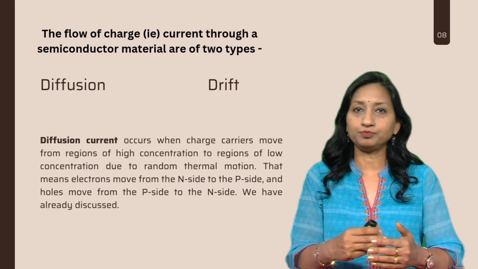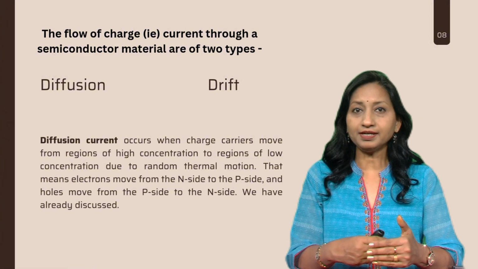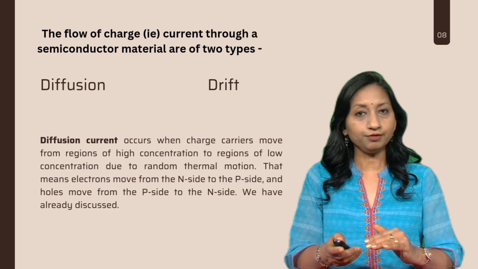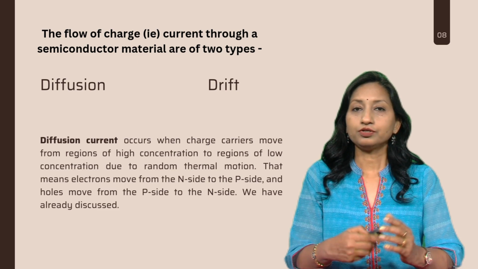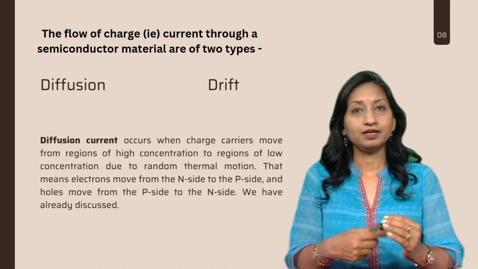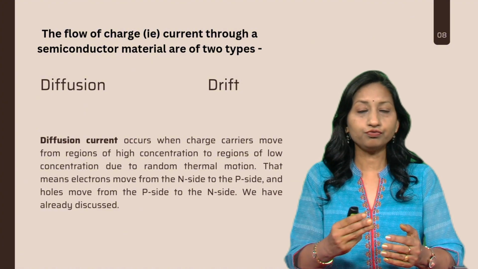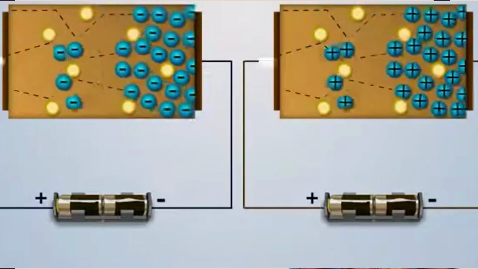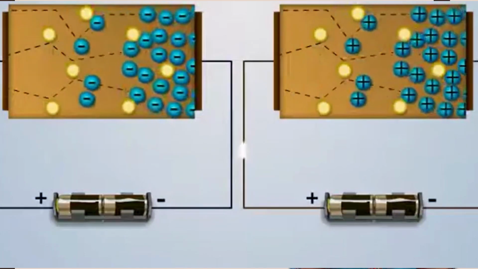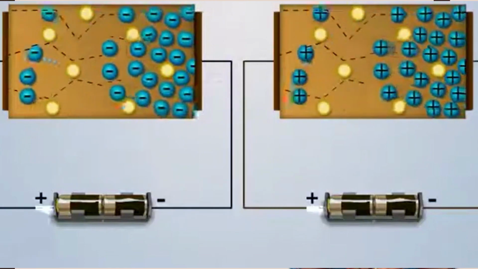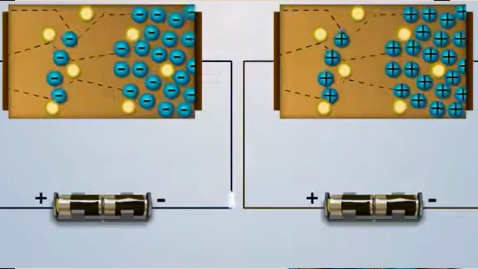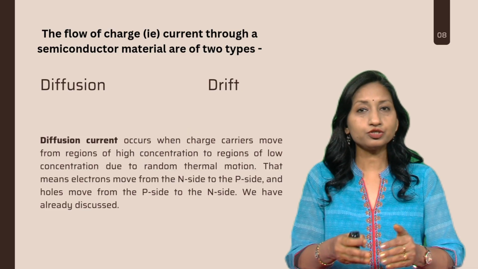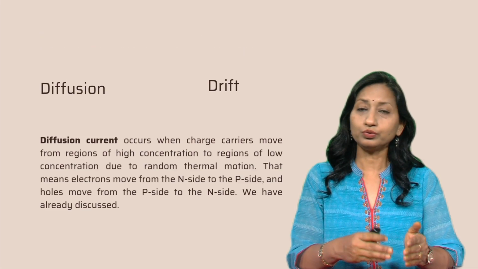The flow of charge current through the semiconductor material is of two types, namely drift and diffusion current. Diffusion current occurs when charge carriers move from regions of high concentration to regions of low concentration due to random thermal motion. That means electrons move from the N side to the P side and holes move from the P side to the N side.